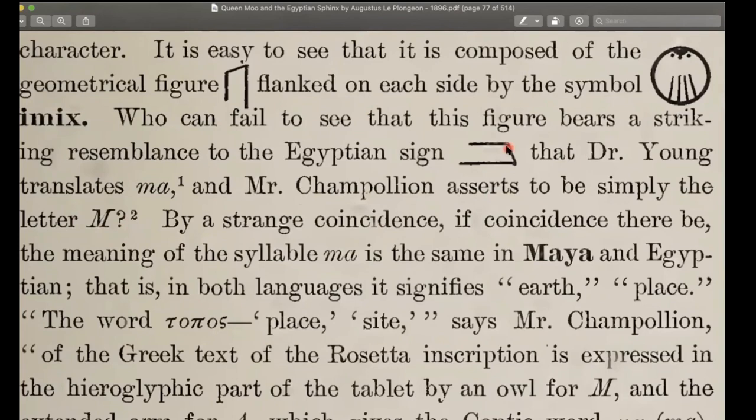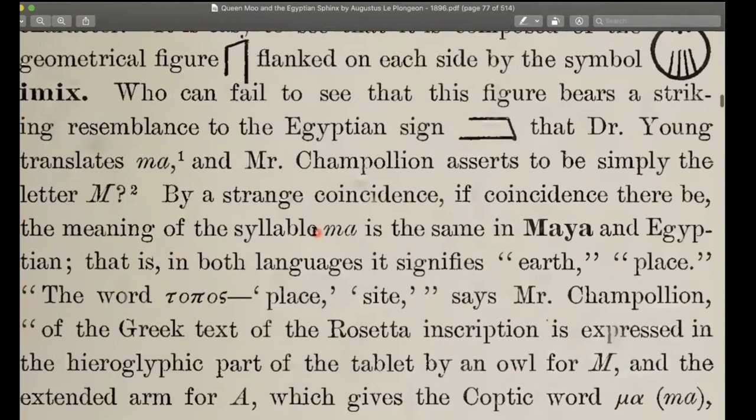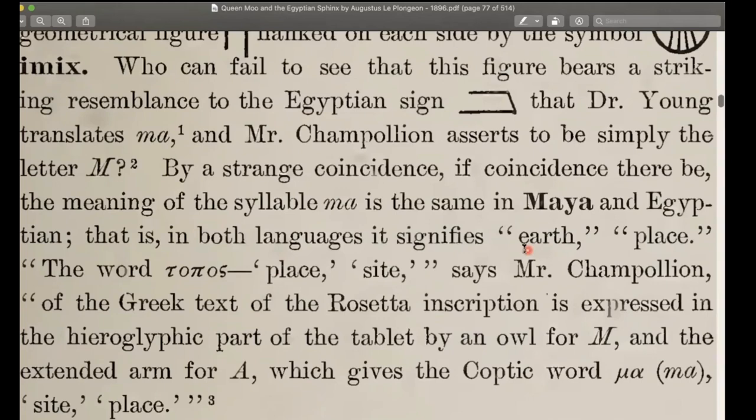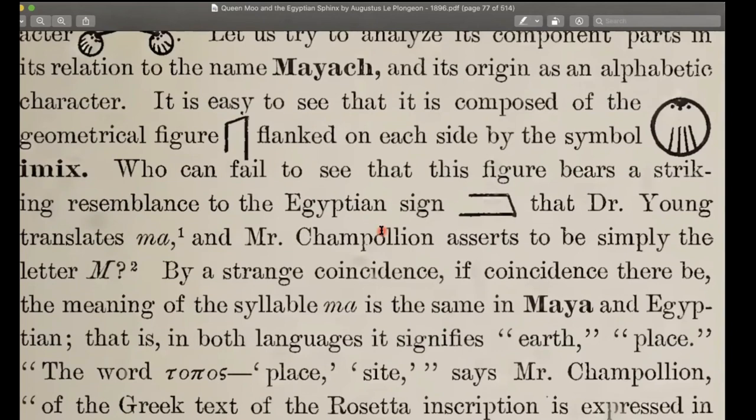All right. By a strange coincidence, if coincidence there be, the meaning of the syllable Ma is the same in Maya and Egyptian. All right. Same. That is, in both languages, it signifies earth, place, all right? The ma, place, mother earth, ma, mama, mother earth, earth, mama, wa, the knowledge. Wow.